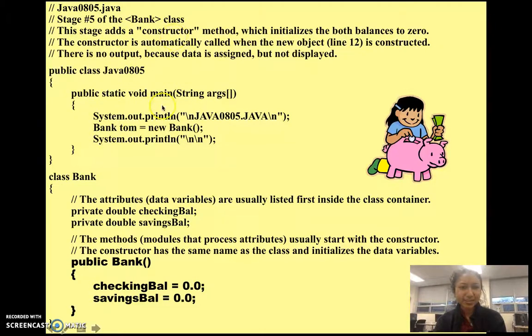So here it looks like in void main, you have bank Tom, new bank, and here you do system.out.println. You did not really invoke any method from the bank class through Tom. All you just did was create the Tom object. But as soon as you created the Tom object, this constructor was automatically invoked. That means Tom.checkingBalance was assigned a 0 and Tom.savingsBalance was also assigned a 0 automatically.